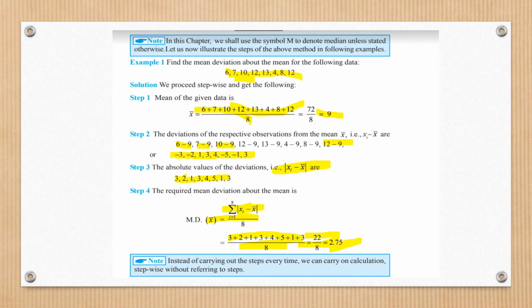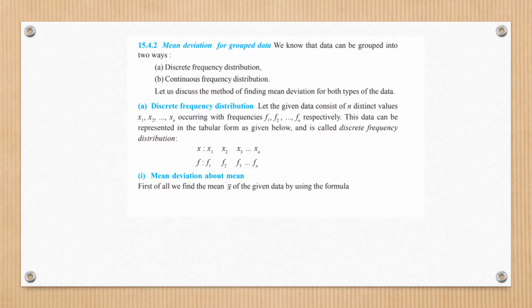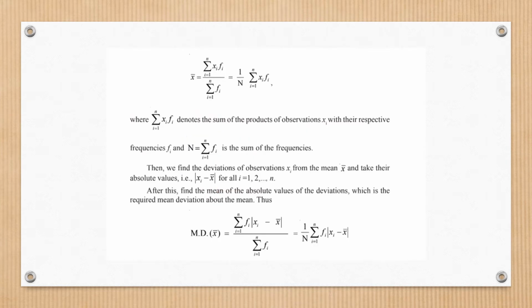Now mean deviation for grouped data. Two types of grouped data are there: one is discrete and the other is continuous. Discrete data is that in which x1, x2, and so on up to xn are given and the frequencies are given. Mean deviation about mean: first of all, we find the mean x bar by the formula, summation xi fi upon n.